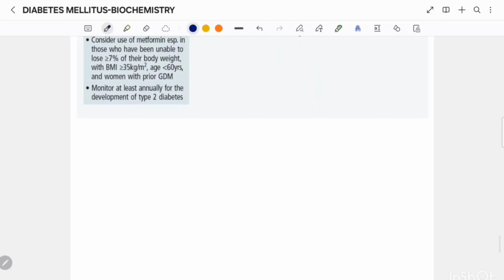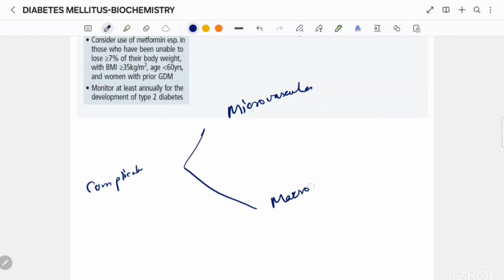So diabetes is a metabolic disease we have already discussed. Basically, it has complications that are microvascular and macrovascular. The microvascular complications are directly proportional to HbA1c value, and macrovascular complications are directly proportional to blood pressure level.